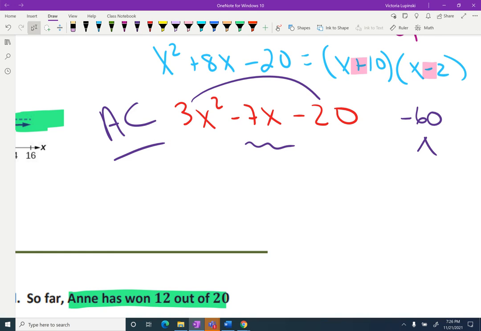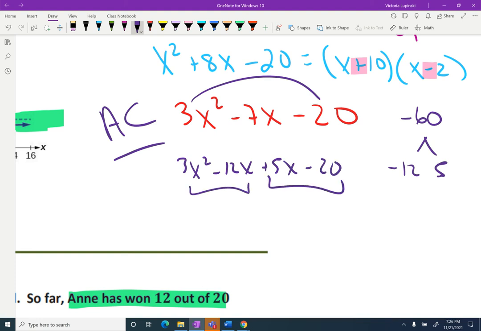So 1 and 60, that doesn't work. 2 and 30, 3 and 20, 4 and 15, 6 and 10. Looks like I would need 12 and 5. So I need 12 and I need 5. And if they're going to add up to be a negative 7, it needs to be negative, positive. So 3x squared minus 12x plus 5x minus 20.